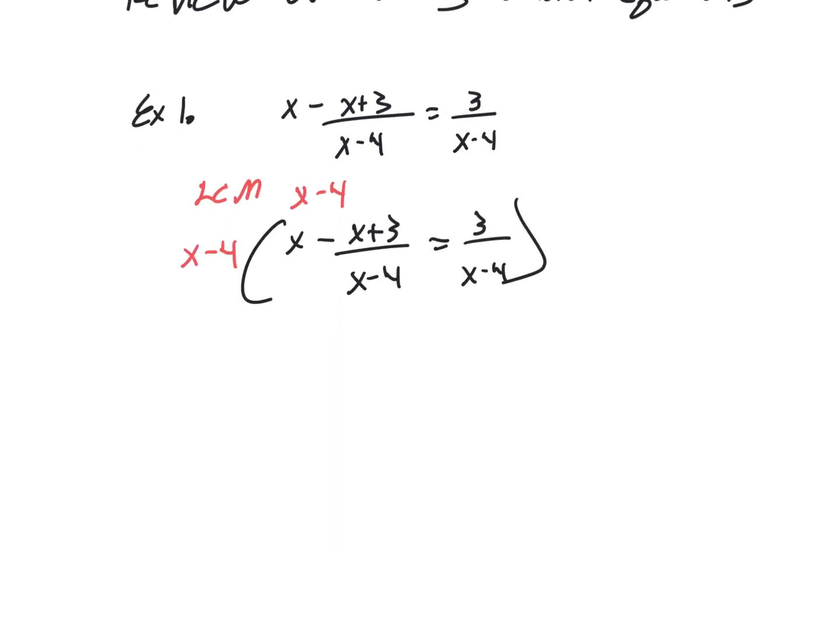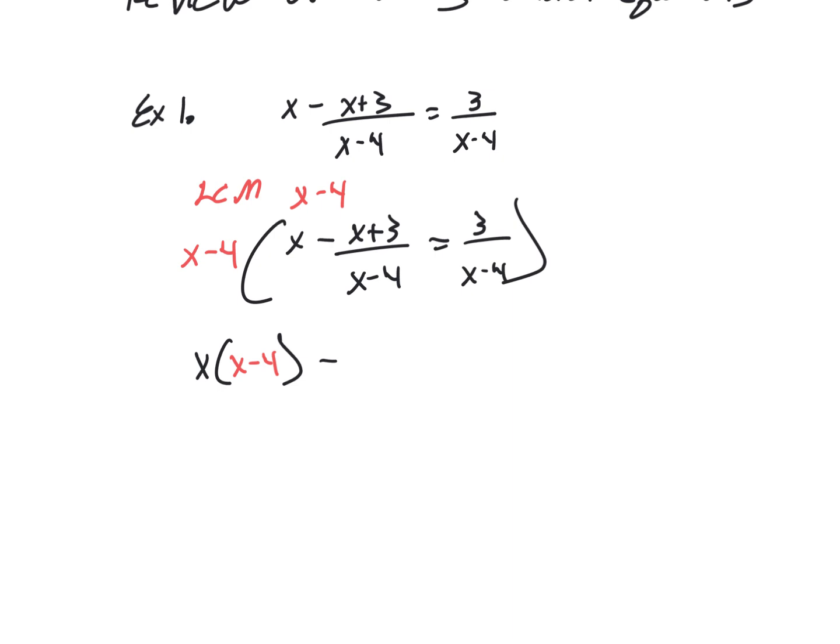So you can see, first of all, this x does not really have a denominator. It's a denominator of 1. So we're going to have to multiply x, the numerator, times the x minus 4. So x times the least common multiple of x minus 4. Then we have this minus sign, so I can bring down the minus.